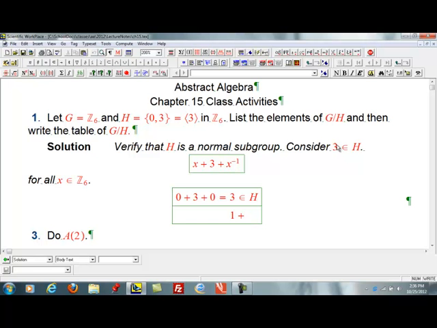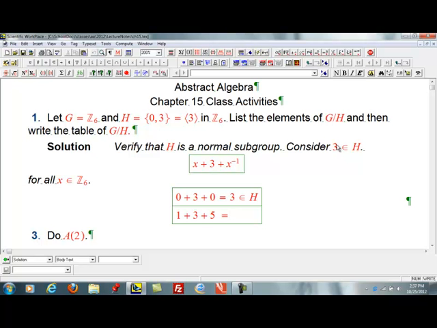Check 1. 1 plus 3 plus, what is 1 inverse in Z6? Add 6 to it and you get 5, because it has to be in Z6. It has to be listed in the set of integers from 0 to 5. So the inverse of 1 is 5. So we have 1 plus 3 plus 5. What does that equal? Wait, hold on. 9, which equals 3.